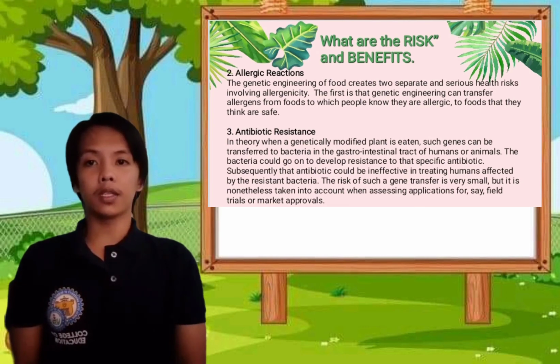Number 3, antibiotic resistance. In theory, when a genetically modified plant is eaten, such genes can be transferred to bacteria in the gastrointestinal tract of humans or animals. The bacteria could go on to develop resistance to the specific antibiotic. Subsequently, that antibiotic could be ineffective in treating humans affected by the resistant bacteria. The risk of such a gene transfer is very small, but it is nonetheless taken into account when assessing applications for, say, field trials or market approvals.